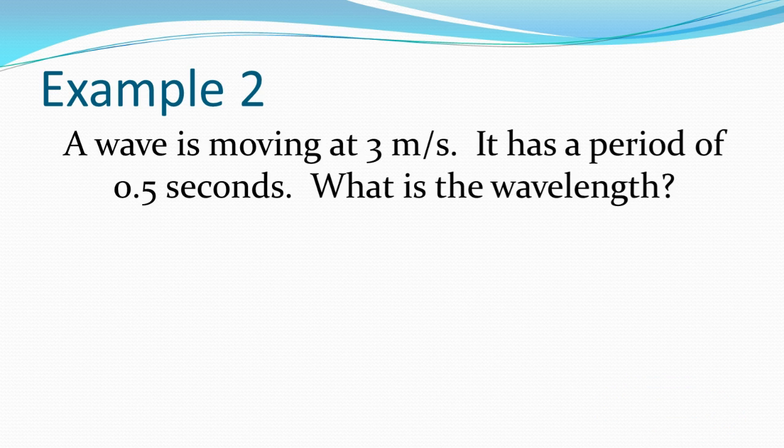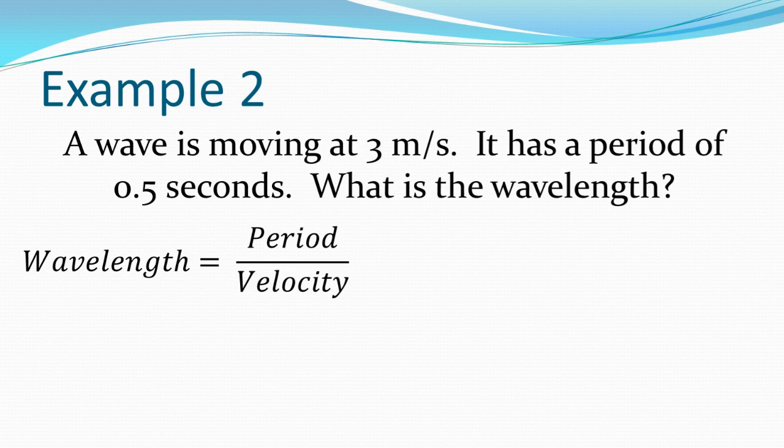For example 2, let's use one of our derived equations. A wave is moving at 3 meters per second. It has a period of 0.5 seconds. What is the wavelength? So we're given the speed of the wave, we're given the period of the wave, we're looking for the wavelength. So we need a formula that involves wavelength, period, and velocity. I also, because I have a derived set of equations, want to find a formula that has wavelength by itself. In this case, I could use wavelength equals period divided by velocity.